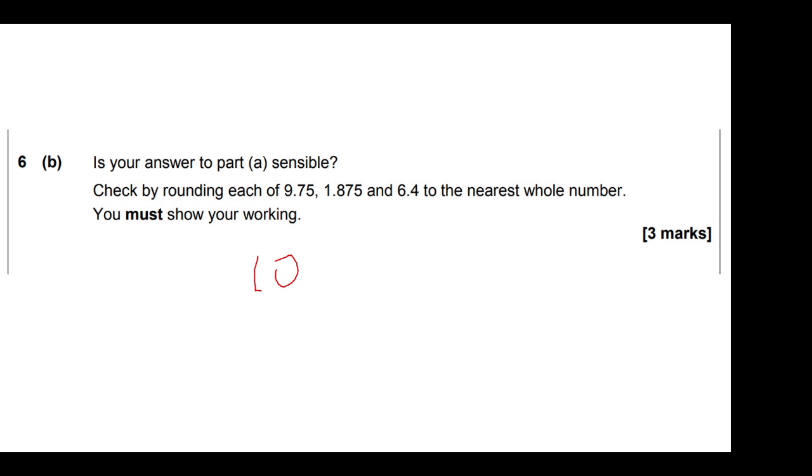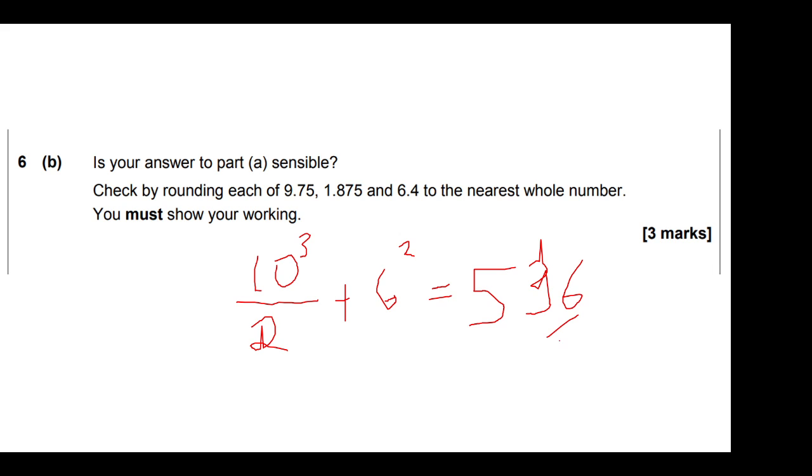So it'd be 10 cubed over 2 plus 6 squared. Okay, so 10 cubed is 1,000. 1,000 divided by 2 is going to be 500. 500 plus 36 equals 536. So yes, that does confirm that my answer to part A is indeed correct.